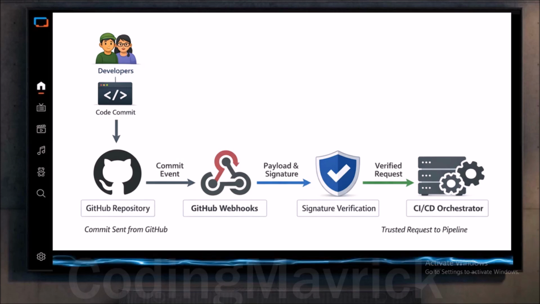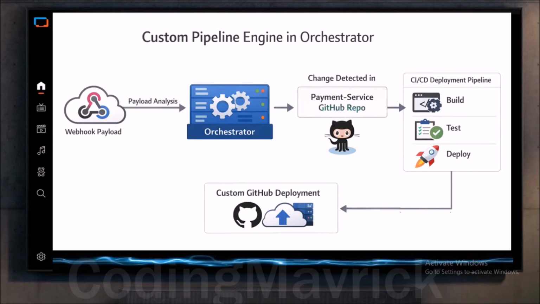So every commit made to a repository by developers will automatically send an event to our system. To make this secure, we will implement GitHub signature verification, ensuring that only trusted webhook requests from GitHub are allowed to trigger our pipeline. Next, we will design a custom pipeline engine inside the orchestrator.